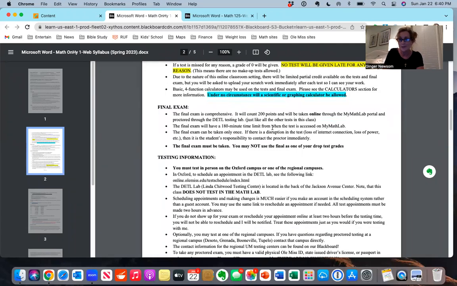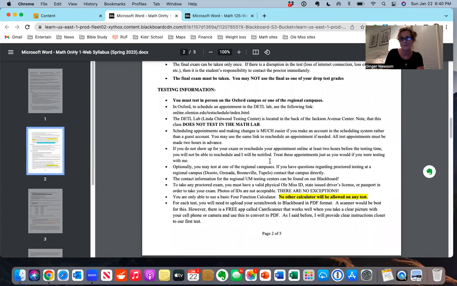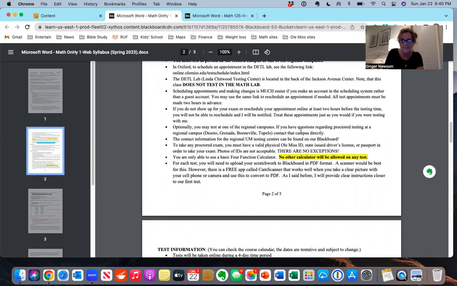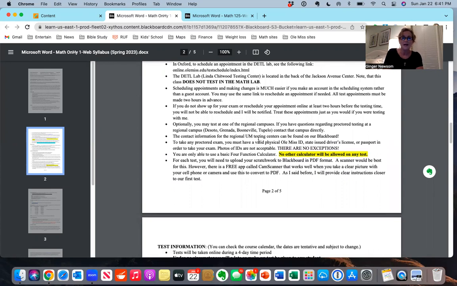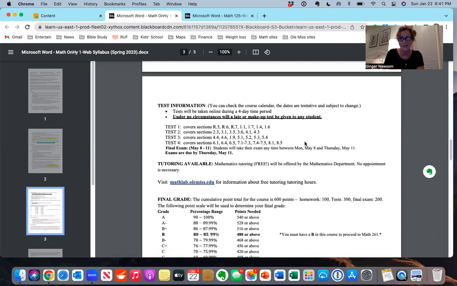Like I said, your final is comprehensive and it counts 200 points. You cannot drop your final. Okay, this is all the testing, what we were talking about. Like I said, real quick, there are regional campuses: DeSoto County, Grenada, Boonville, and Tupelo. So if you don't live in Oxford, maybe you live close to one of these remote sites that you could drive to and take the test. This is listing what test 1 covers. The calendar lists that also.